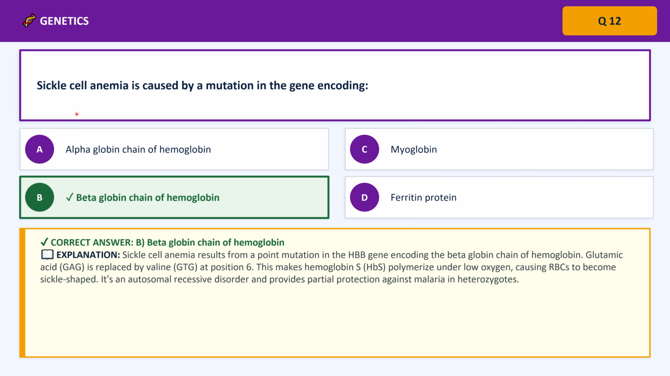Question 12. Sickle cell anemia is caused by mutation in the gene encoding, option B, beta globin chain of hemoglobin. Explanation: Sickle cell anemia results from a point mutation in the HBB gene encoding the beta globin chain of hemoglobin. Glutamic acid, GAG, is replaced by valine, GTG, at position 6. This makes hemoglobin S, HbS, polymerize under low oxygen, causing RBCs to become sickle-shaped. It's an autosomal recessive disorder and provides partial protection against malaria in heterozygotes.